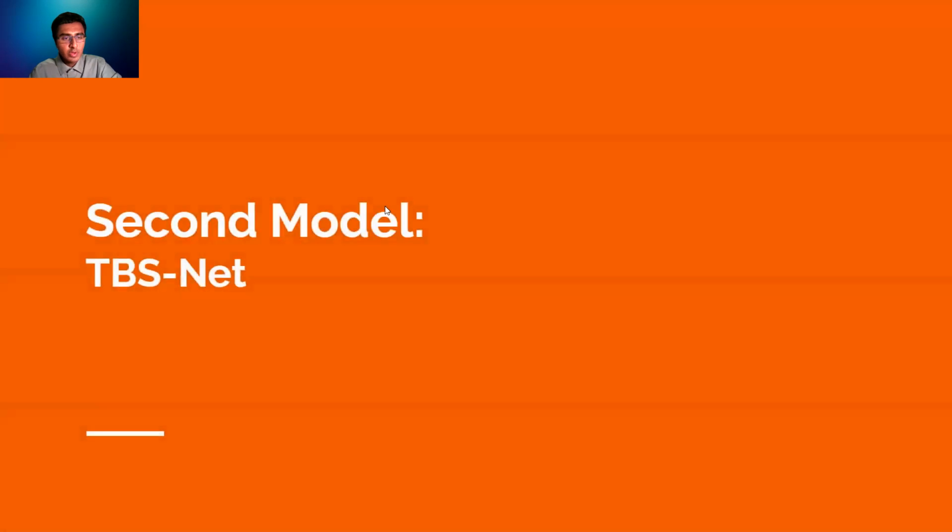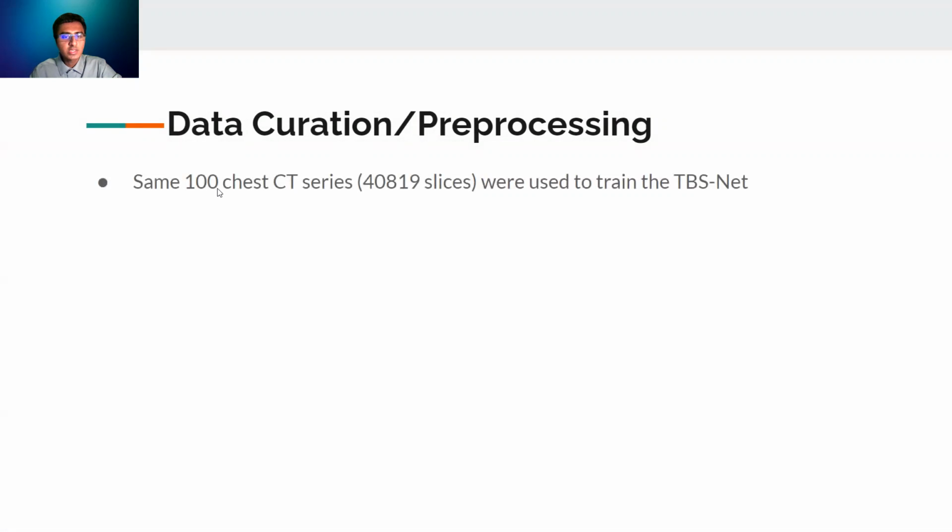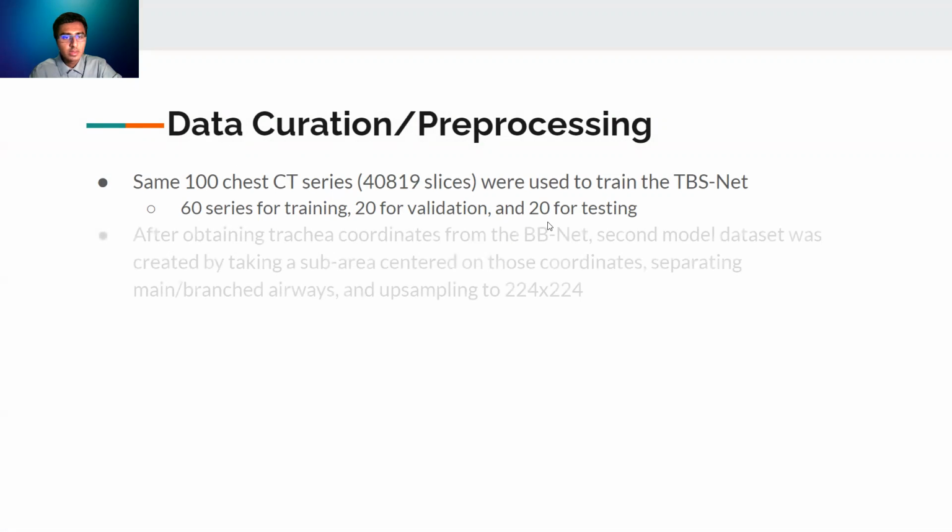We can now shift our focus to the second model in the series, the trachea bronchi segmentation, or TBS net. The data for the TBS net consisted of the same 100 chest CT series used to create the BBNet. Once again, we had a 60-20-20 split between the training, validation, and testing sets.